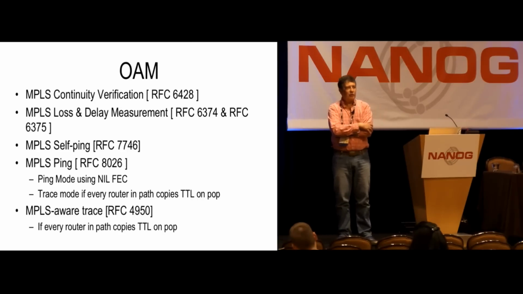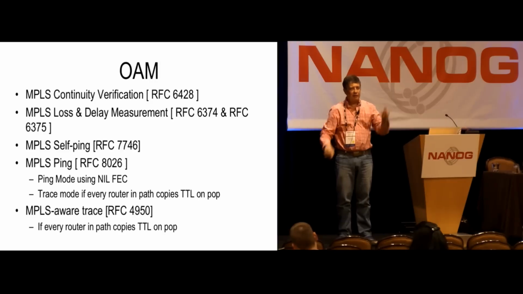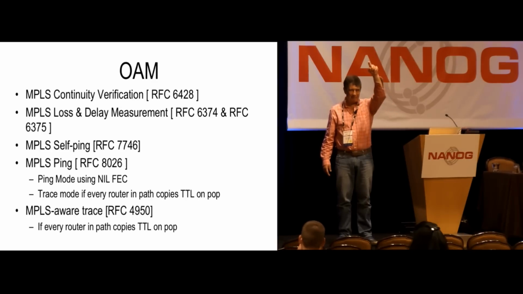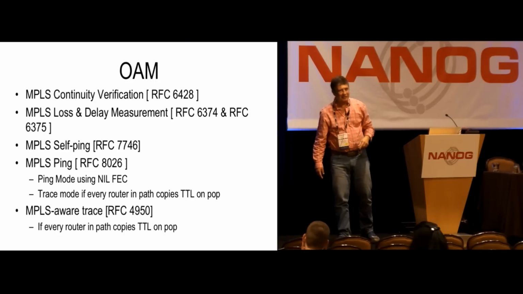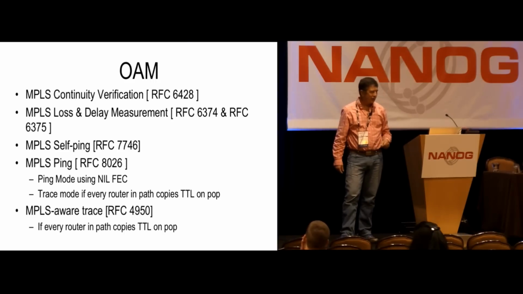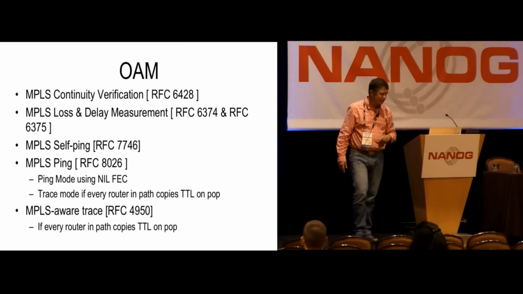It works only if you copy the TTL from the outer packet to the inner, then copy it up and down the stack as you pop off stack entries, and then copy it again when you pop the last one. It won't work otherwise. And MPLS aware traceroute, same story. The thing where in the traceroute you see all the labels, that'll work only if you manipulate the TTLs correctly.